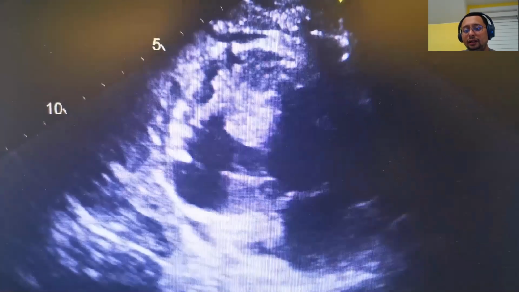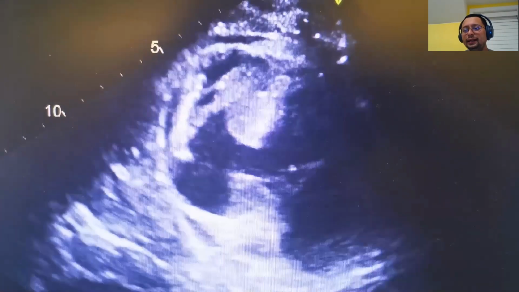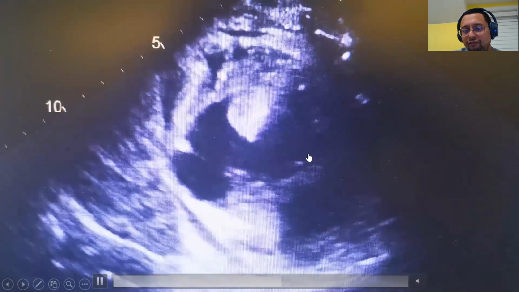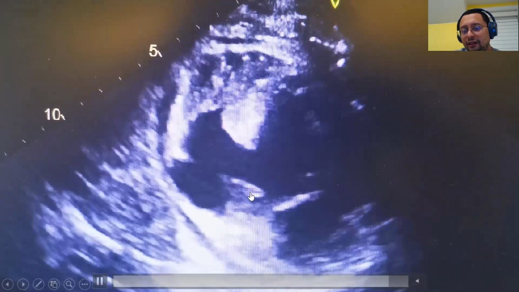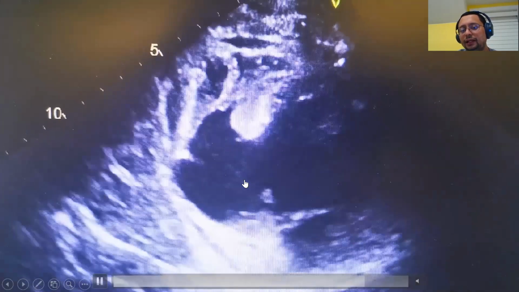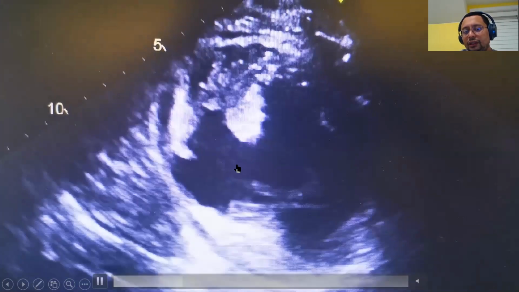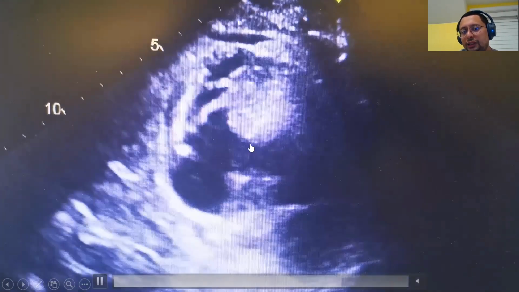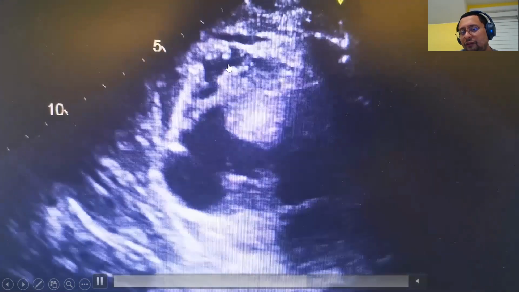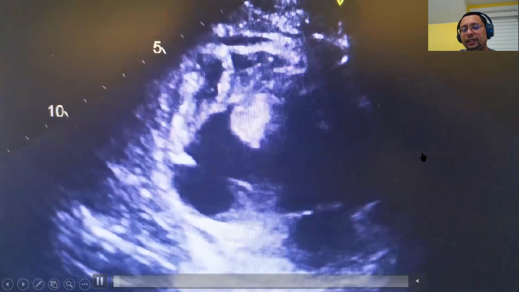So this is again the apical two-chamber view, slightly slanted. This is the left atrium, that is the left ventricle. You can see that it originates in the basal to mid inferior wall of the left ventricle, which is supplied by the RCA. So this is what seems like the pseudoaneurysm, and you can see the rupture in the wall of the interventricular septum here, where the VSR occurred.